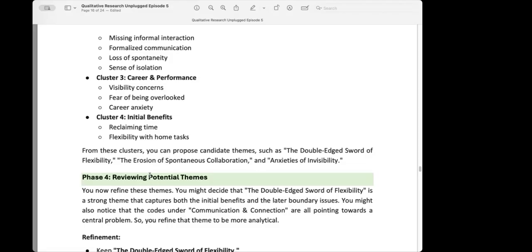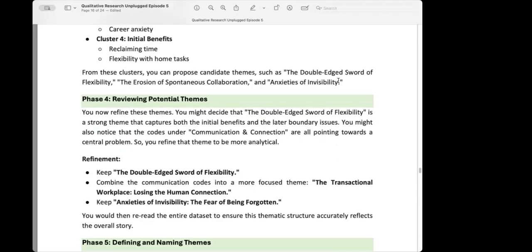From these conceptual clusters, you'd start to propose initial candidate themes, perhaps name something like the double-edged sword of flexibility, capturing benefits and boundary issues, the erosion of spontaneous collaboration, focusing on communication changes, and anxieties of invisibility for the career fears. These are your first attempt at themes. Candidate themes. I like that phrasing. They aren't final yet. Not at all.